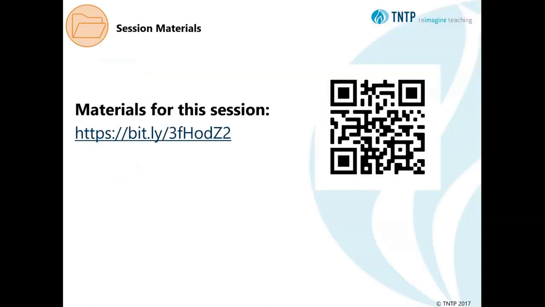You will find a bit.ly and a QR code that will lead you to a Google folder with the handouts for this session. You can access them by typing the web address that you see on the screen into your browser, or by using the camera on your phone to scan the QR code. Once you do that, you will find all the resources that we will use today during our training. Go ahead and open them now.